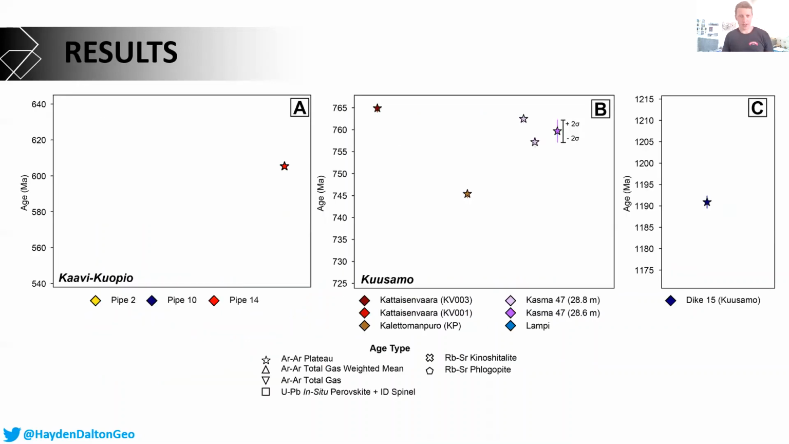So starting with the plateau ages, you can see a number of these symbols don't even have the error bars visible because the error itself is so low, the ages are so precise. So these are all the plateau ages.